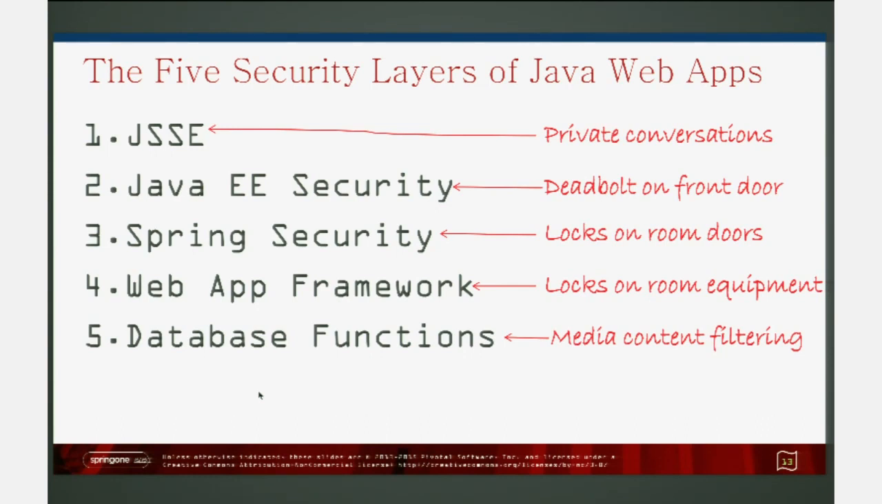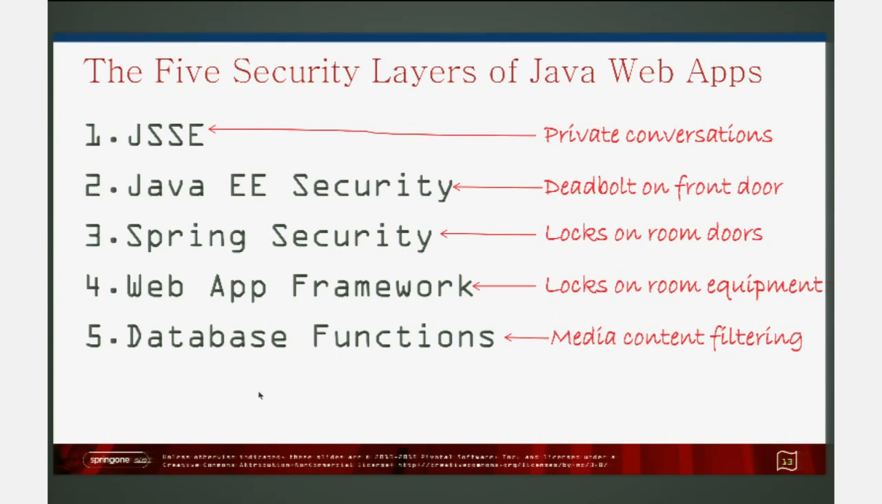The third layer is Spring. Once you're in the house, you've gotten past the deadbolt, what rooms can you go in? Common sense would dictate that you have a way in which to lock the doors on rooms, right? You've got small children. There might be things that you're worried about. You want to be able to lock the doors. The same's true in a web app. You need to have a way in which to lock the doors on the web app. That's the pages of the app, okay?